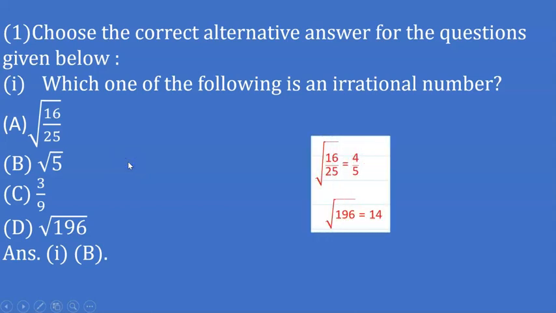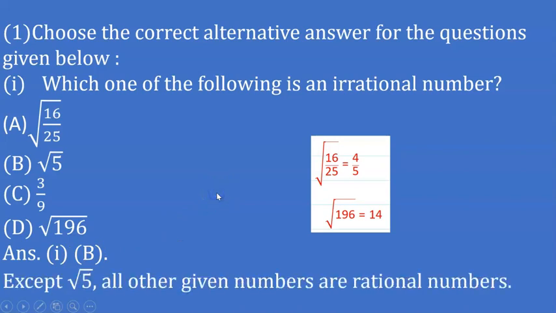Now how is it an irrational number? We have the root of 16 upon 25, that is equal to 4 by 5, which is a rational number. Root of 196 is equal to 14. This is again a rational number. And again 3 by 9, this is also a rational number. Out of these only root 5 is an irrational number, and hence option B is correct here. Except root 5, all other given numbers are rational numbers.